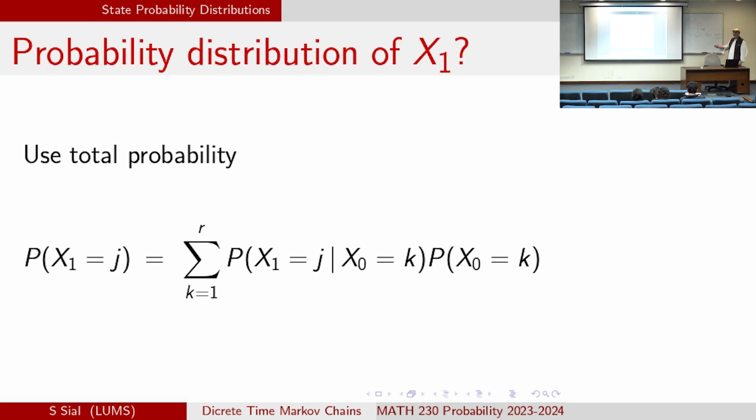Okay, so we use total probability. The probability that x1 is j is given by saying, what's the probability that x1 is j given that x0 is equal to k times the probability that x0 is equal to k. Now these are known. And you sum over all the possible values of k. So that's the probability.